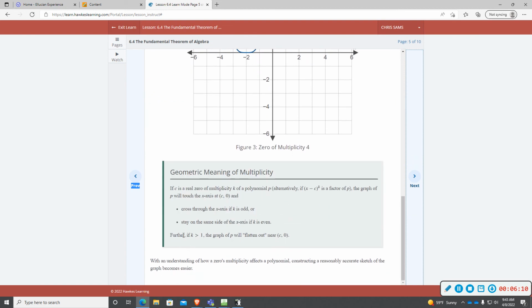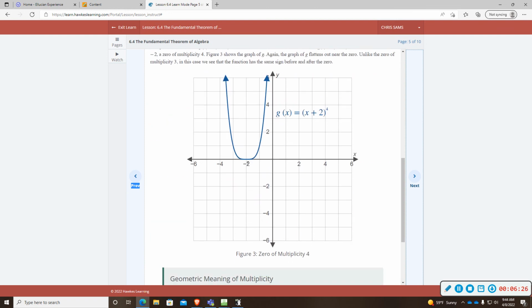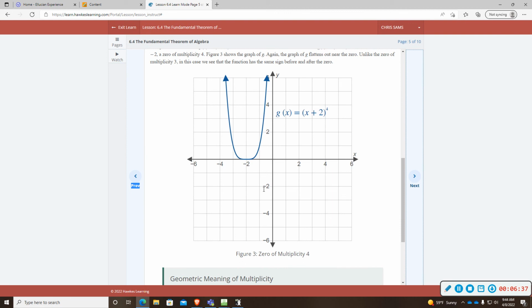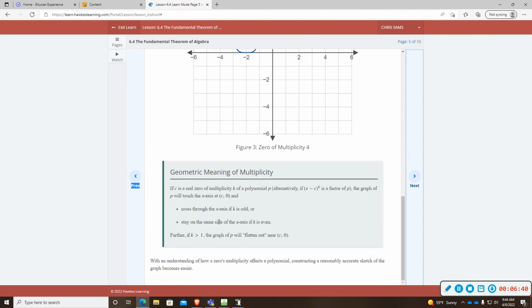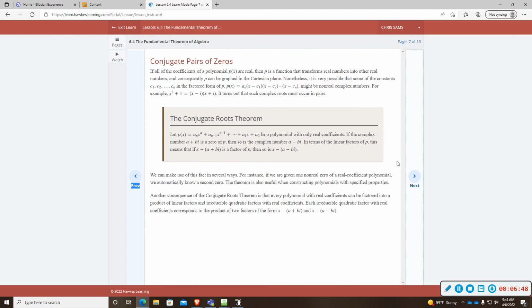And then if it's greater than 1, it will flatten out. In both these examples, you can see how it flattens right here at the x-axis. Even though the odd crosses, it still goes flat for a period of time. And so does this one. So any exponent or multiplicity greater than 1 will flatten out, odd will cross, and even will touch or stay on the same side. That will be very important for you to know as well. Then you have some examples provided here, which we will do many of.